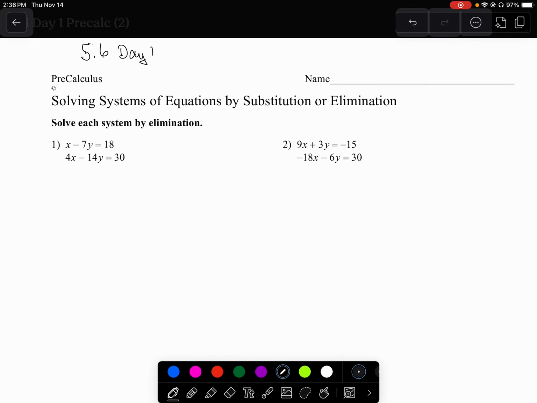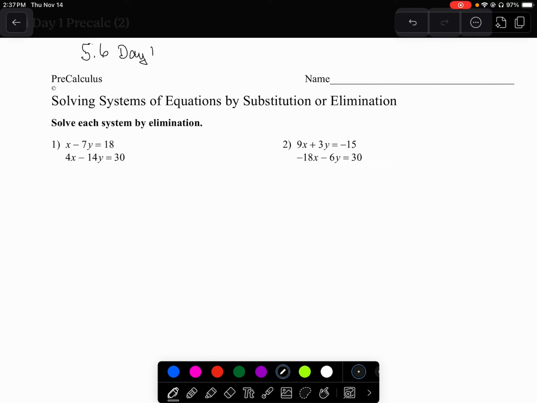So at this time, please go into your Google Classroom and find Mod 56I Day 1. It's solving systems of equations by substitution or elimination. It's the problems that you see here. Now, I'm going to do some of them with you. This should be a review of what you did in an Algebra 2 course. So hopefully it'll just kind of come back to you.